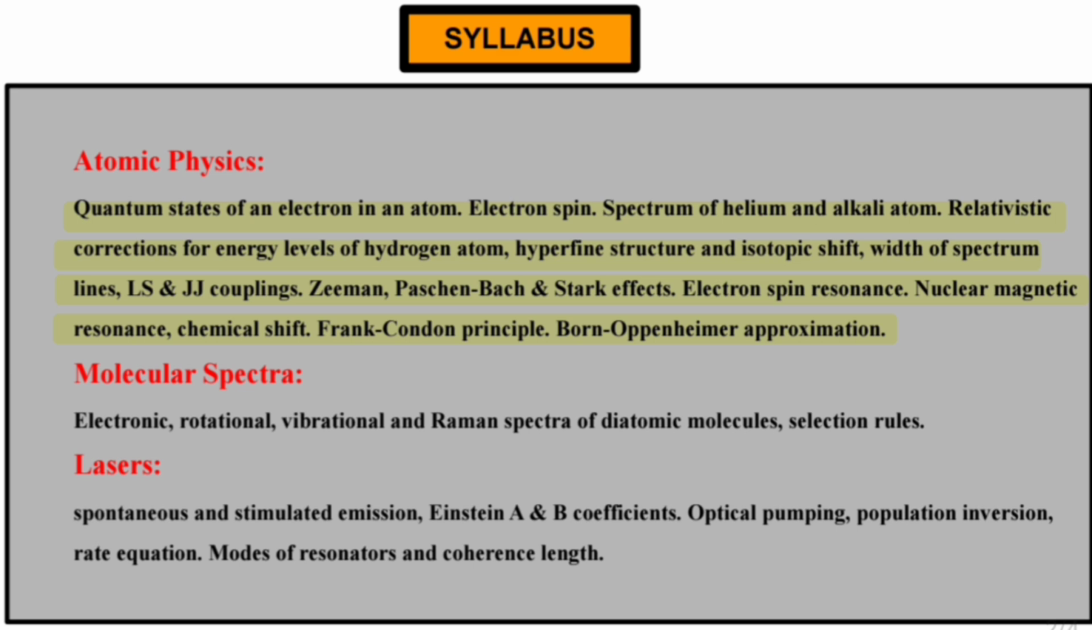Now we are going to discuss molecular spectra. In this topic, we shall discuss different types of spectra of diatomic molecules like electronic, rotational, vibrational and Raman spectra of diatomic molecules, the molecules in which two atoms are present. Thereafter, we shall discuss selection rules for molecular spectra.